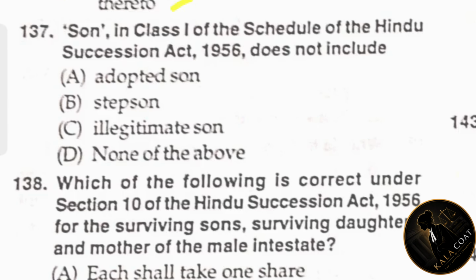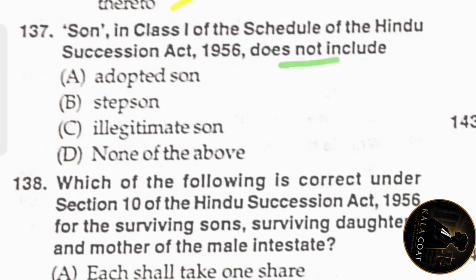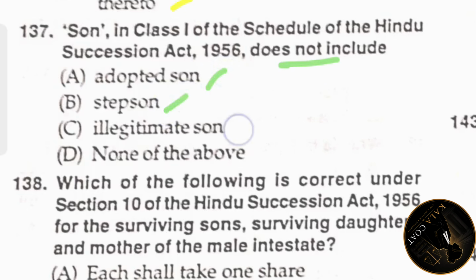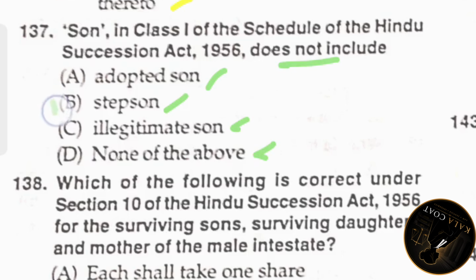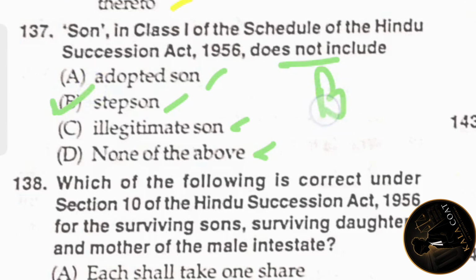Question number 137. Son in Class 1 of the Schedule of the Hindu Succession Act 1956 does not include adopted son, stepson, illegitimate son, or none of the above. Correct answer is it does not include a stepson. Option B is the right answer.